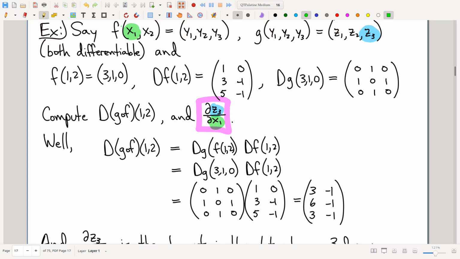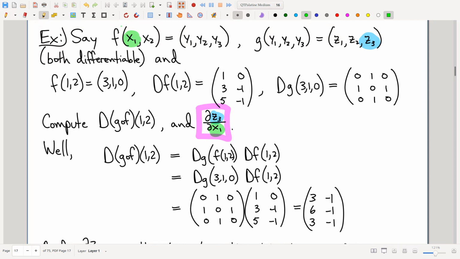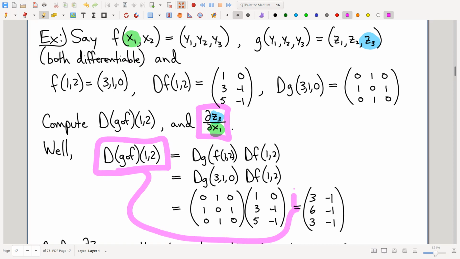All right. Well, do keep in mind, this partial is a partial of the composition. The z's are way over here, the x's are way over there. It's by way of f followed by g that we turn the x's into the z's. So this is a part of the derivative of the composition. And good news, I already know the derivative matrix for the composition. It's this.